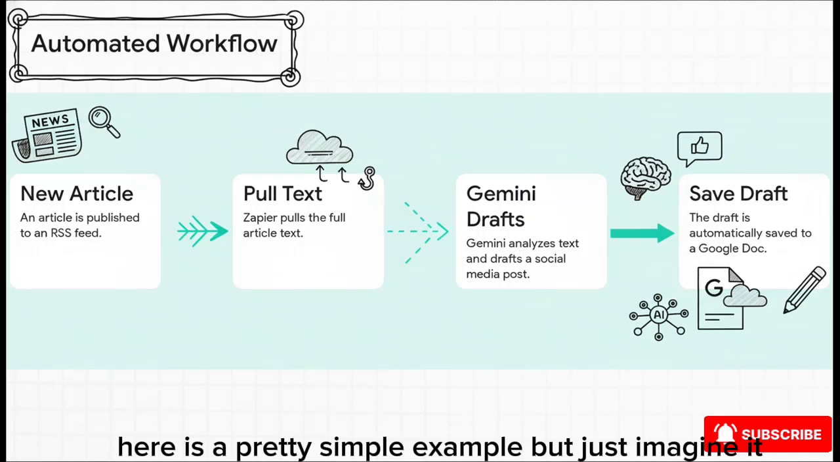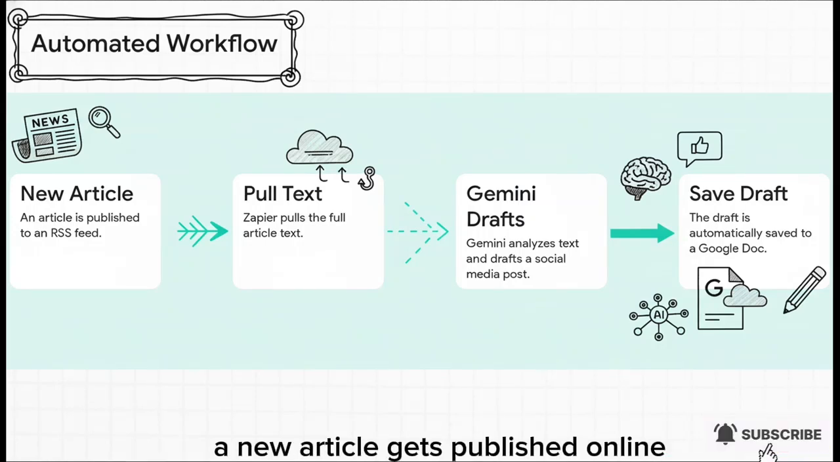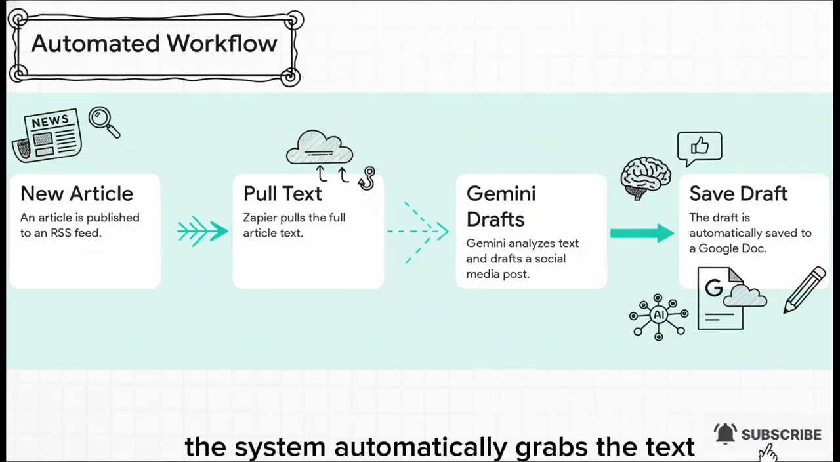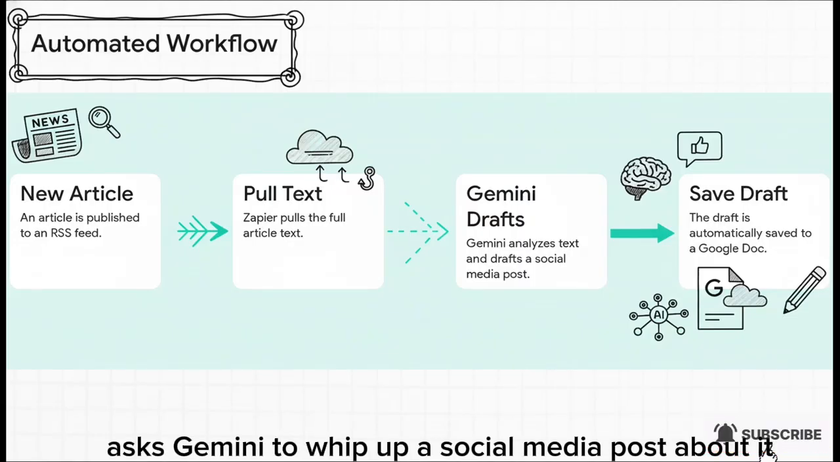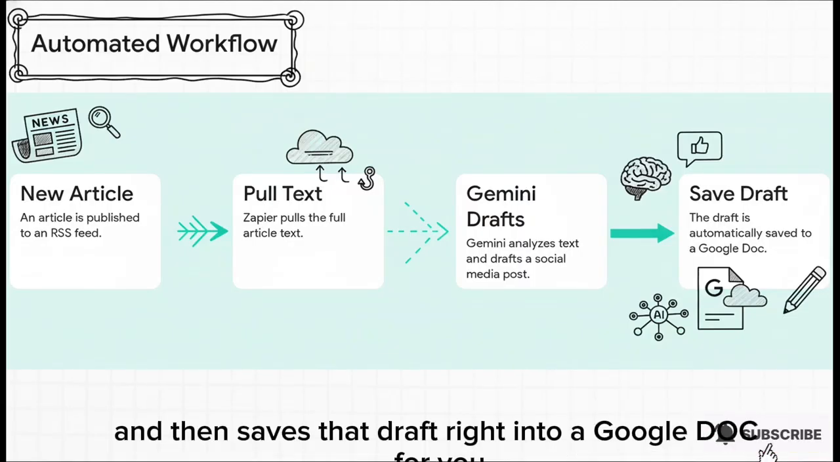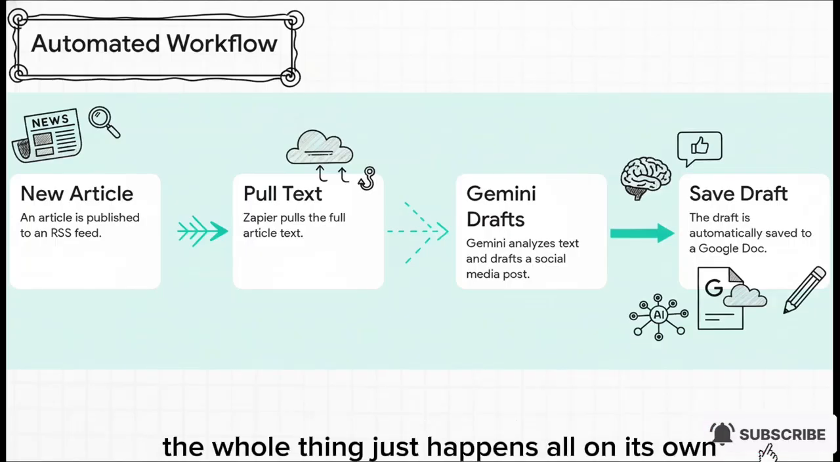This workflow here is a pretty simple example, but just imagine it. A new article gets published online, the system automatically grabs the text, asks Gemini to whip up a social media post about it, and then saves that draft right into a Google Doc for you. The whole thing just happens, all on its own.